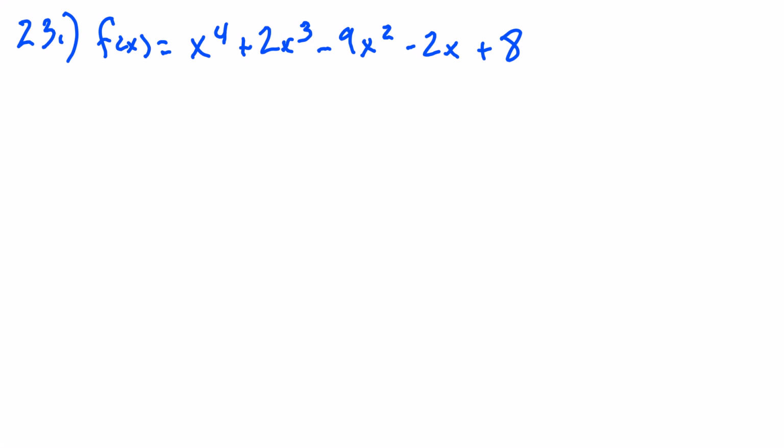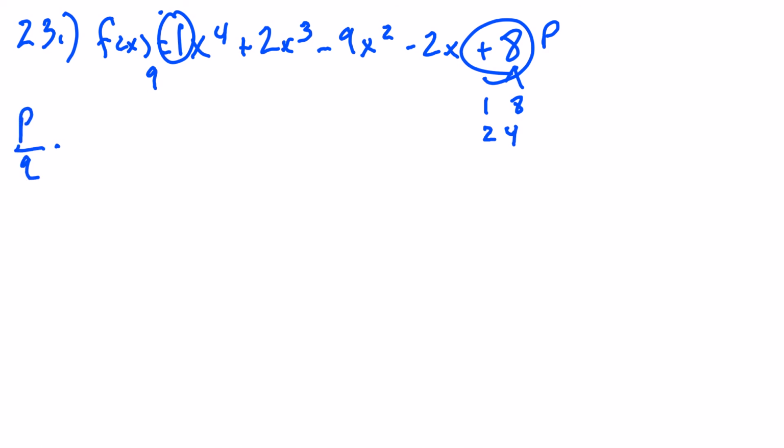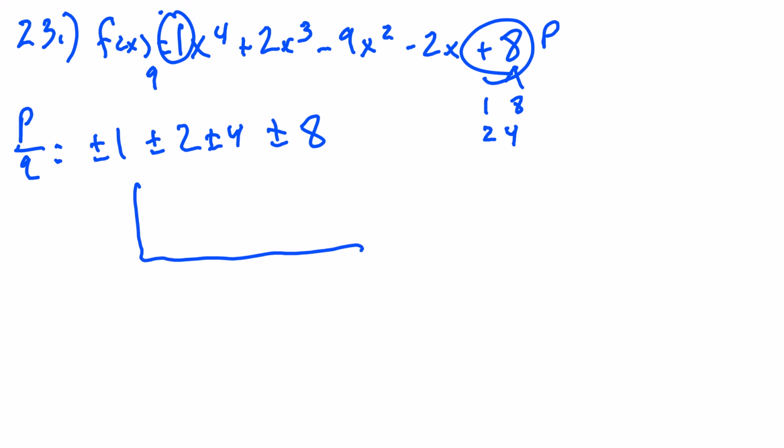Alright, 23, last problem. Find a P. Find a Q. How do I get 8, 1 and 8, 2 and 4? Since the Q is 1, my P's and Q's just become plus or minus 1, plus or minus 2, plus or minus 4, plus or minus 8. I put 1, 2, negative 9, negative 2, and 8 inside the box. I put 1 outside the box because that's what I'm guessing first.